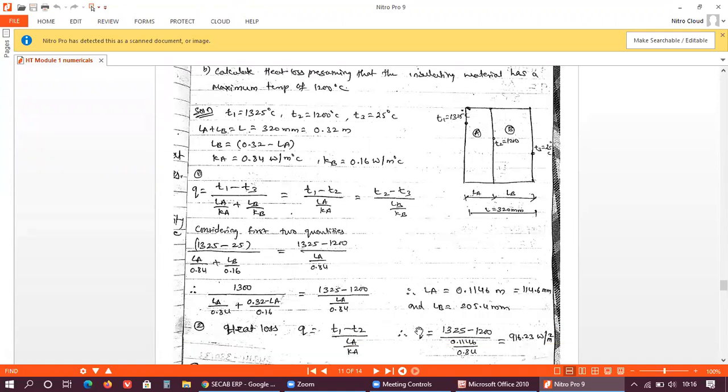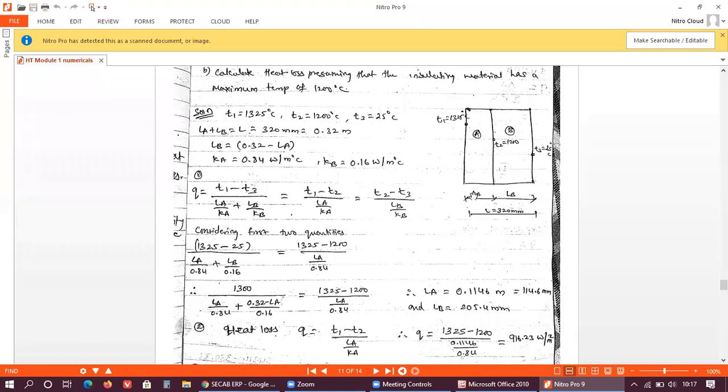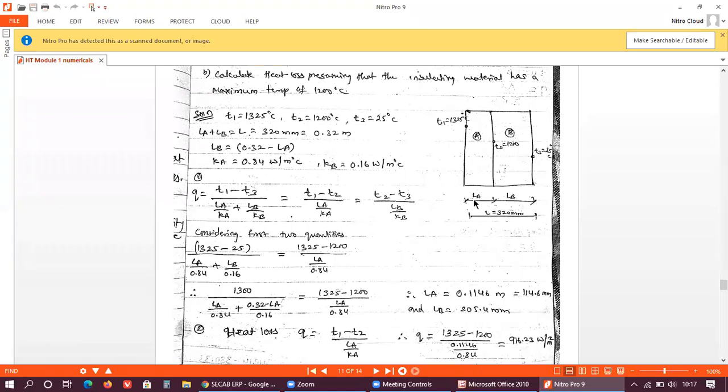Okay, now we will go with this equation. So we need to calculate this LA and LB. LA और LB को calculate करना है first. उसके बाद में rate of heat loss Q का value find out करना है. These two are the unknowns. So first we will calculate the individual thickness of each slab, so LA and LB.